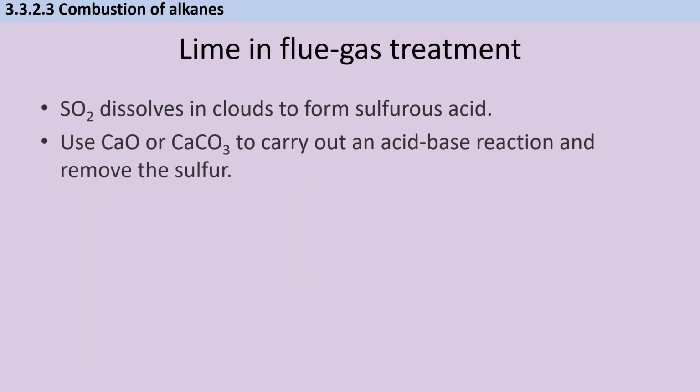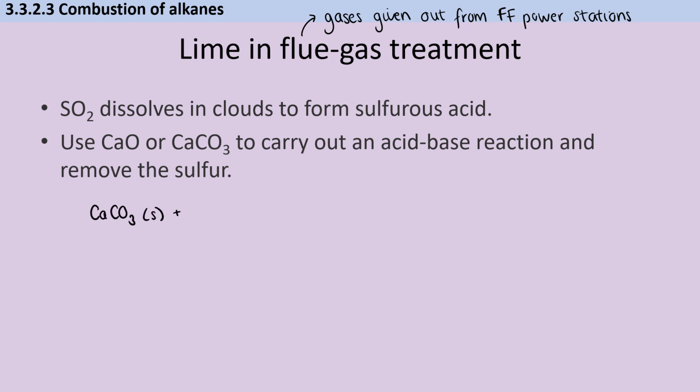However, it's not just motor vehicles that produce emissions that are harmful to the atmosphere. Flue gases are produced from fossil fuel power stations as they're burning oil or coal in order to generate electricity. And just like the fuels for cars, they can also contain sulphur emissions and therefore produce sulphur dioxide. As we described earlier, sulphur dioxide will dissolve in clouds to form sulphurous acid and ultimately acid rain. In order to prevent this, within the power station, calcium oxide or calcium carbonate are used to carry out an acid-base reaction and remove that sulphur. So typically, calcium carbonate would react with sulphur dioxide to produce calcium sulfite and also carbon monoxide. However, if additional oxygen is added, then we can make calcium sulfate and carbon dioxide.